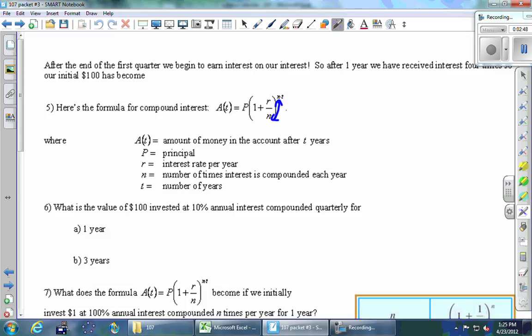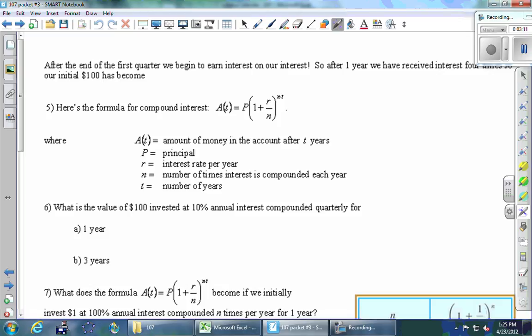And N is the new piece. N is how often you get interest every year. So if I say you get interest compounded monthly, then how many times do you get interest during the year? 12 times. N would be 12 if I said monthly. What if I said every week you get interest? How much would N be? 52. 52 times a year, 52 weeks in a year.